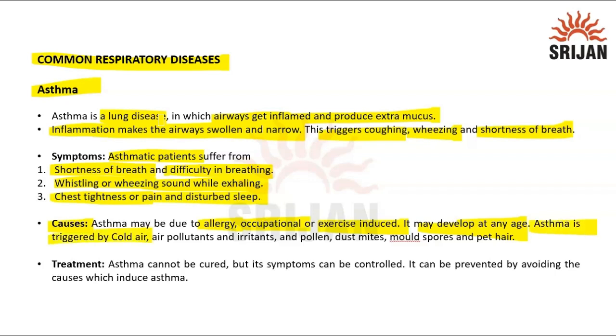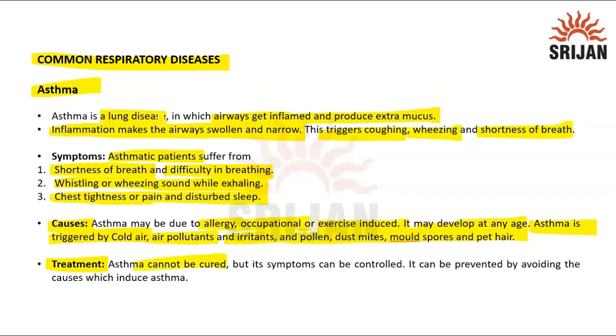Asthma is triggered by cold air, pollutants and irritants, pollen, dust mites, mold spores, and pet hair. These are common things which can act as an irritant and cause an asthmatic attack. Other than that, things that can damage your air passageways can also cause asthma. What is the treatment for asthma?